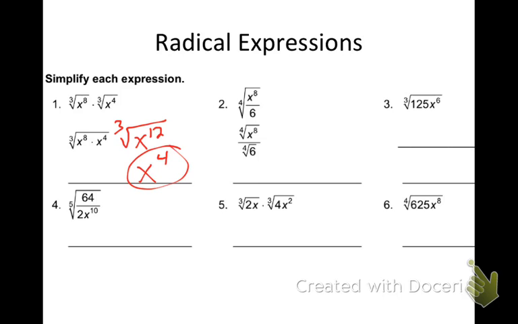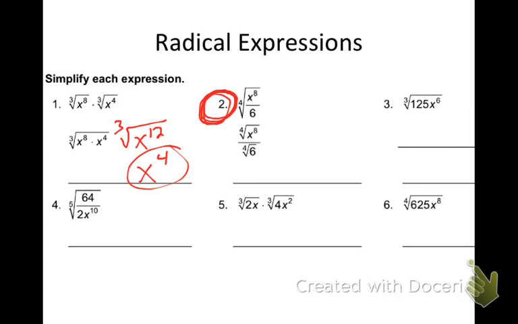Now, number 2 is probably the toughest one you will see today. Why is it the toughest one? Because there's one of those dang radicals in the denominator. All right, let's simplify the numerator first, though.